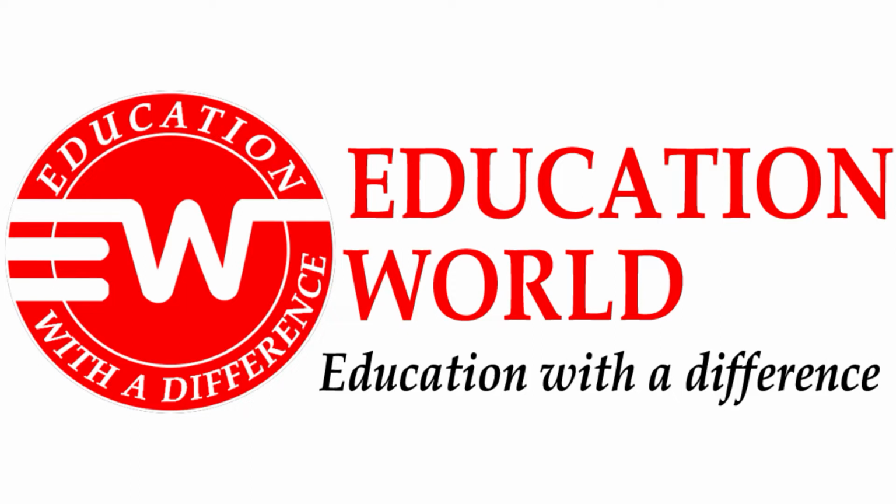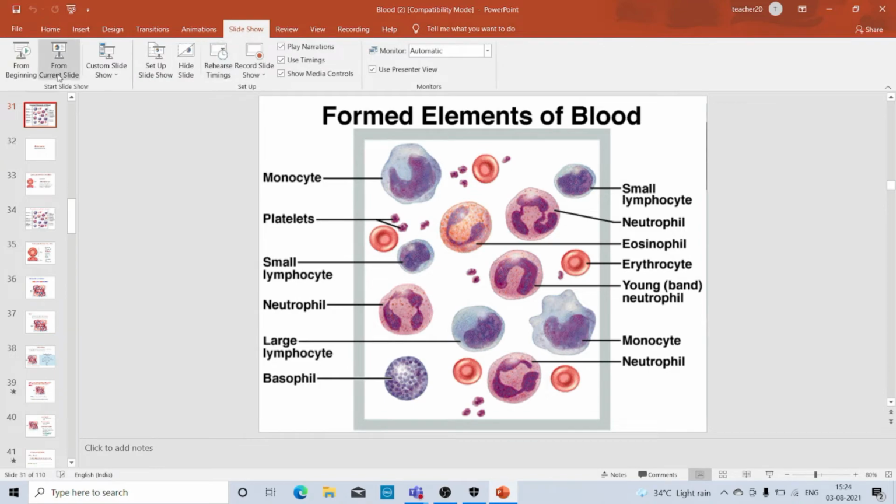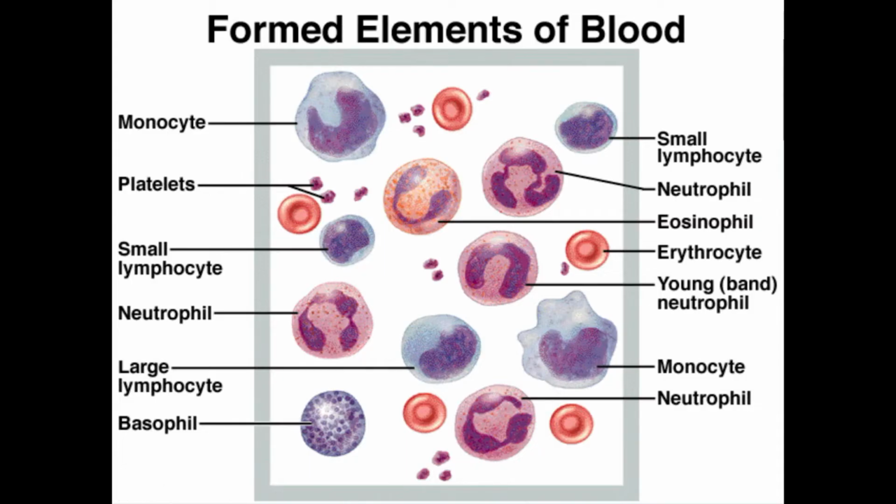In the previous lecture, uploaded on the Education World YouTube channel, I discussed the blood composition, and today I will discuss the various kinds of formed elements and blood cells in human beings. So now if you see on the first slide, you may see diversity in the blood cells, the varied kinds of blood cells you may visualize on the screen.